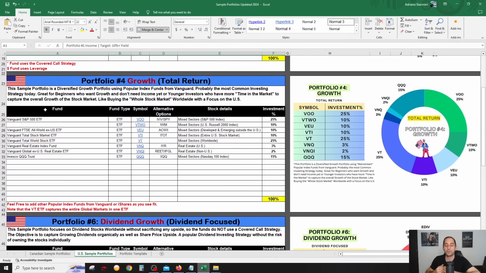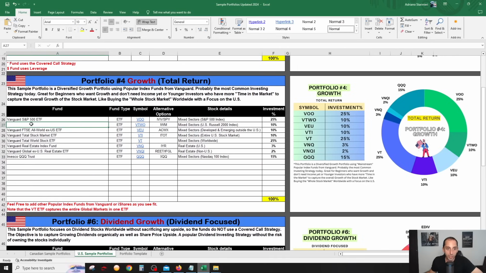So this is really, if you don't really need the income, you just want to put your money so it could grow over a certain amount of years. You want to capture the overall stock market with the lowest fee. You're probably a growth investor, the most popular way to invest still. So it's going to have a lot of index ETFs here that you'll probably recognize.